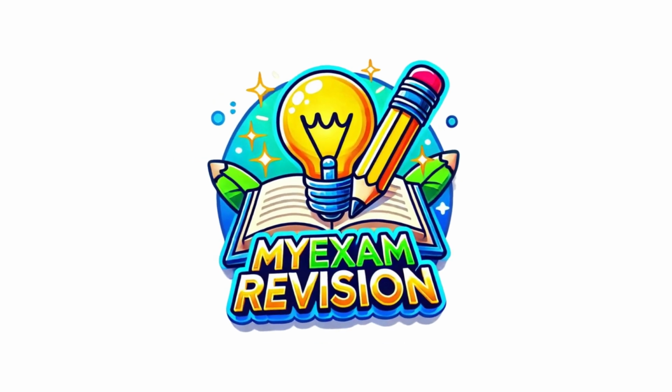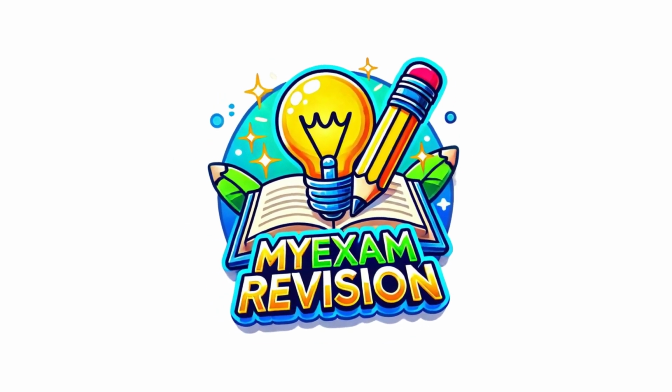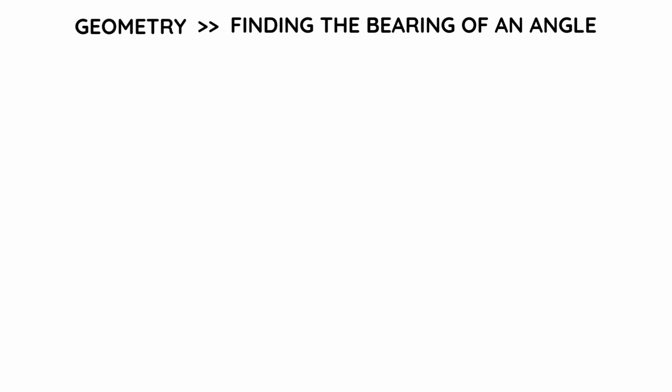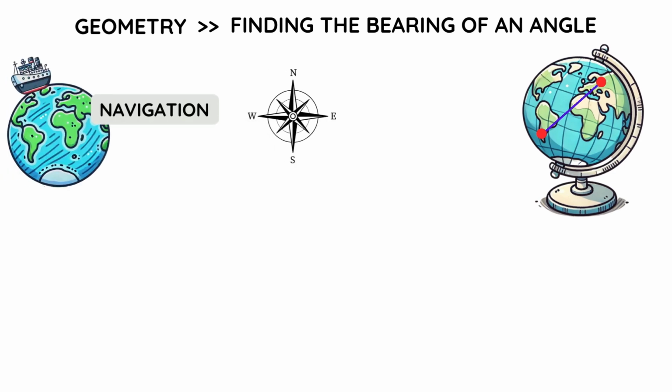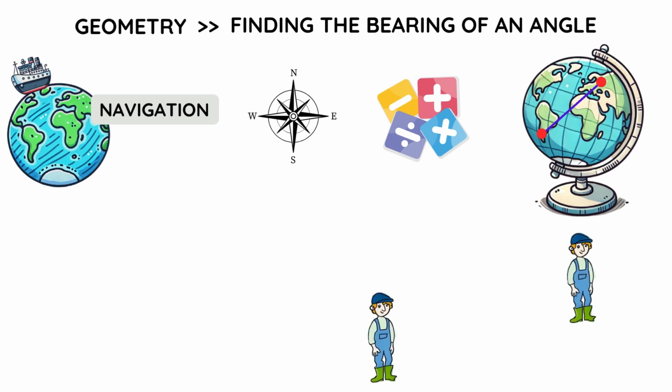In this video, we are going to tackle one of the most important concepts in geometry, finding the bearing of an angle. A bearing is very important for determining the direction from one point to another. It's used a lot in navigation, geography, and maths. You can think of bearings as giving someone a very precise direction, almost like telling them exactly which way to turn in degrees.